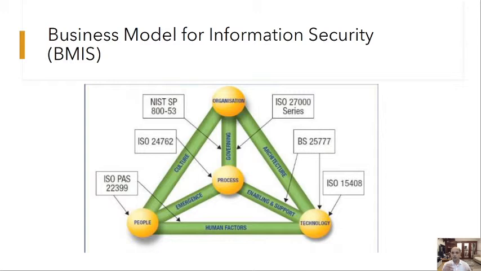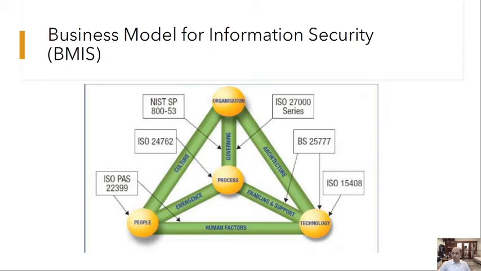So there is an equilibrium in between all of them, right? Whenever there is any change in one of them, then automatically the whole pyramid, the BMIS pyramid, will have an impact. Suppose any person leaves our organization, whatever roles and responsibilities he is handling, some other person is going to handle the same. So it will require some time to adjust the whole equilibrium again. So that is how the triangle is working.